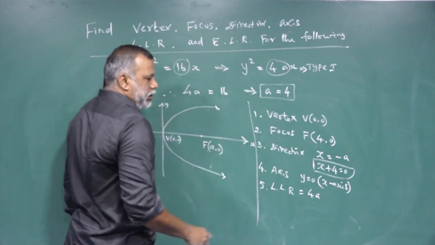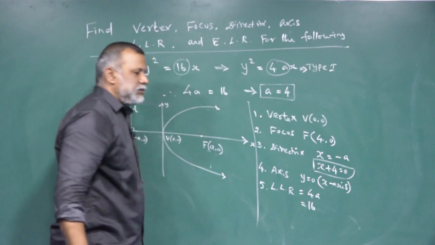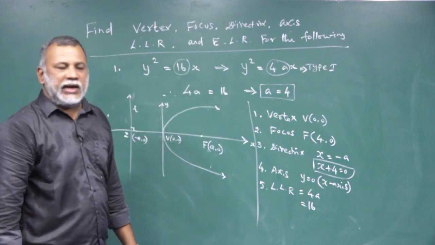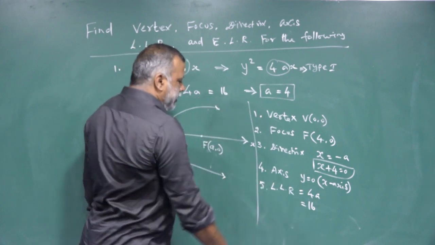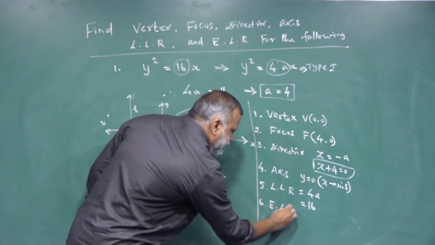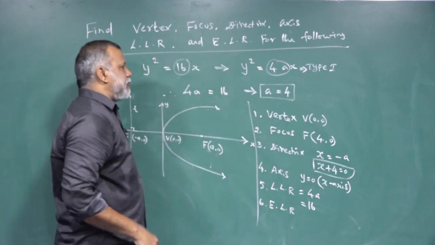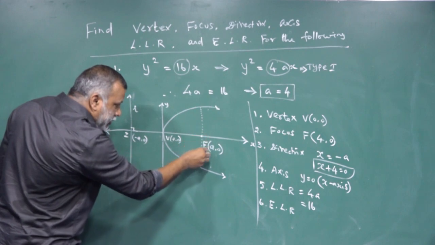Here a is already worked out: 4 into the value of 16. So this is the length of the latus rectum, 4 times a. Already we worked out 4a equal to 16. Number 6 is the equation of the latus rectum. I already explained. See here, the latus rectum is a focal chord.